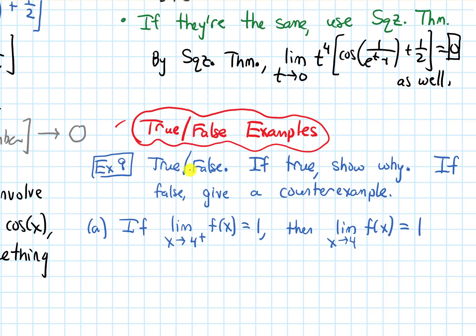All right, so true or false? If true, show why. And if it's false, then give a counterexample. Part A is the statement: if the limit as x approaches 4 from the right of f of x equals 1, then the limit as x approaches 4 of f of x equals 1.